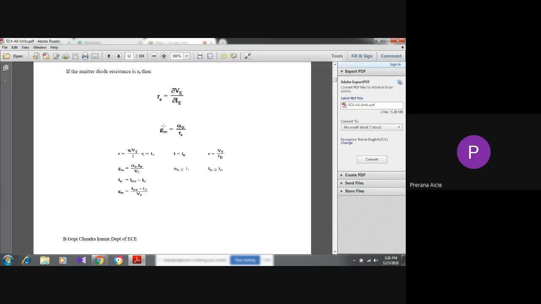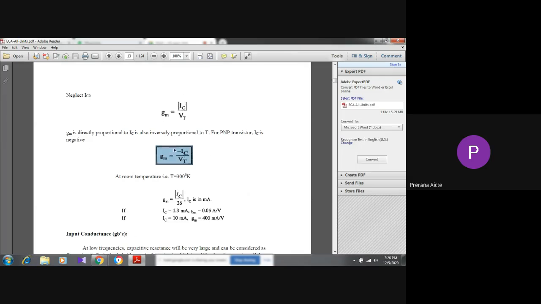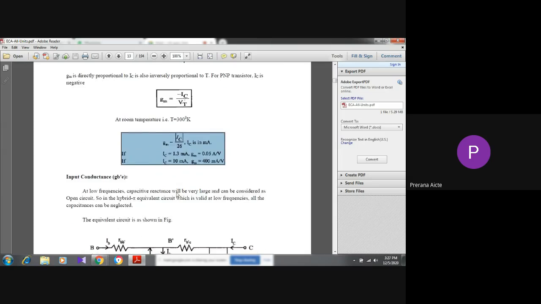And at the end, you will get this formula. gm is equal to minus IC by VT, but the current should always be positive. That's why I put modulus. gm is equal to mod IC by VT. If you substitute IC is equal to 1.3 milliamperes, for two different IC values: if IC is equal to 1.3, gm will be 0.05 mho. If IC is 10 milliampere, gm will be 400 millimhos.